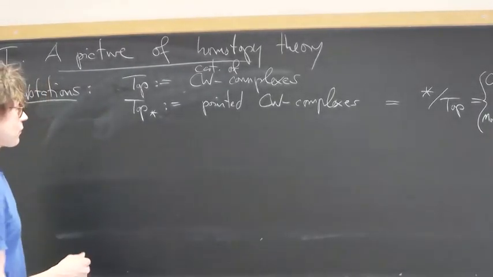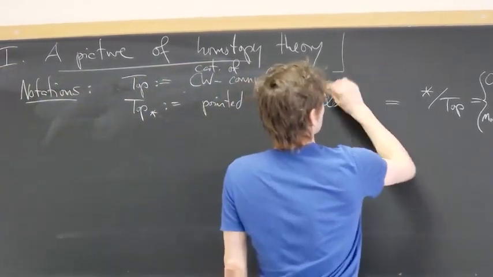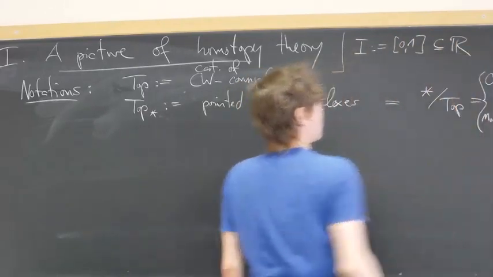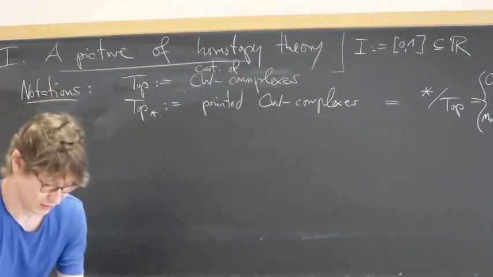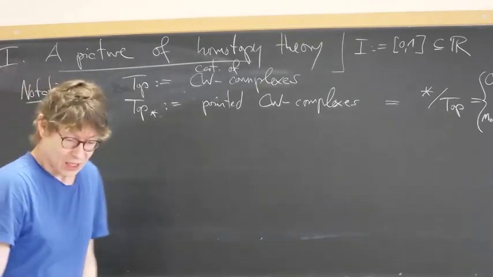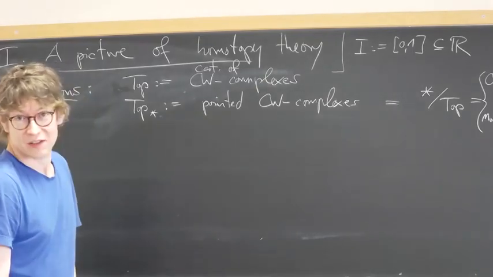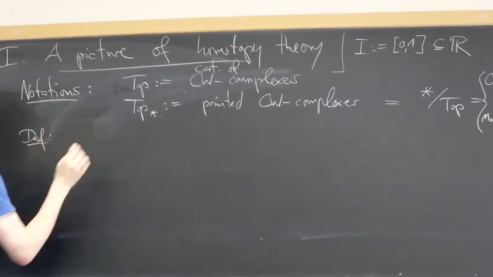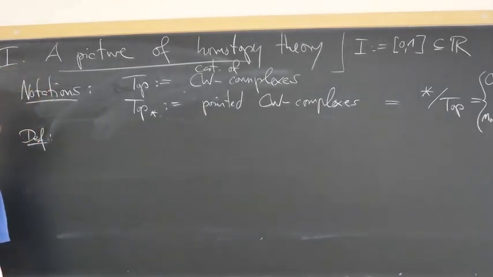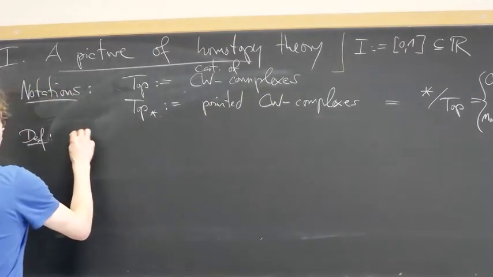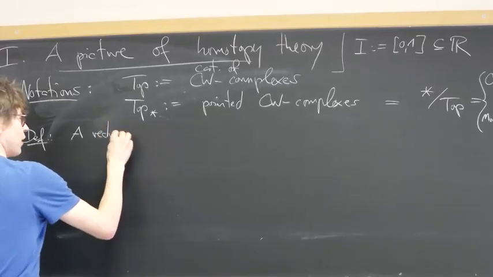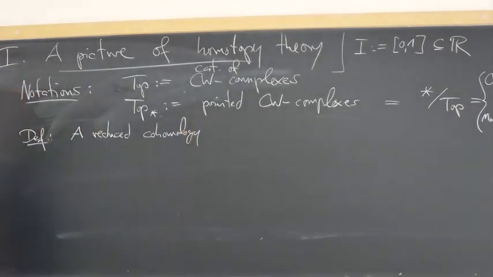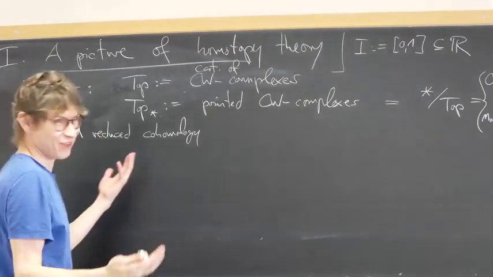Okay, then I put this other piece of notation here, I just denote by I the unit interval. That's the thing that parameterizes homotopies. Okay, so in algebraic topology, we look at algebraic invariants of topological spaces, right? And the best kind of algebraic invariant are cohomology theories. So I define for you what that is. I define reduced cohomology theory and then plain cohomology theory in terms of this. Somehow it's slicker this way.